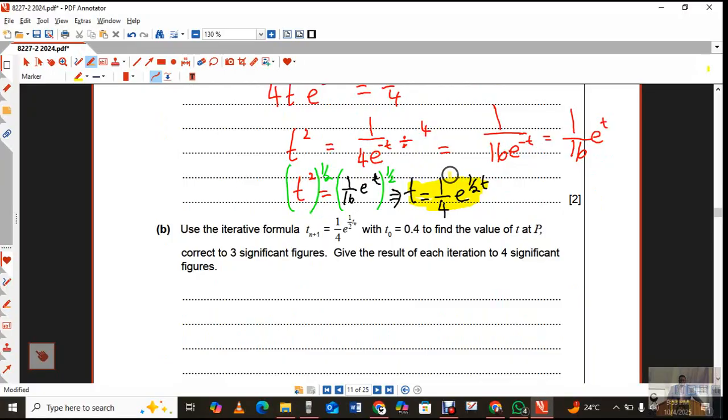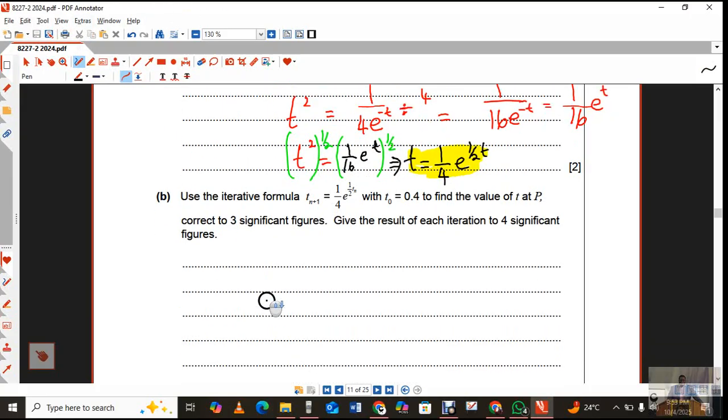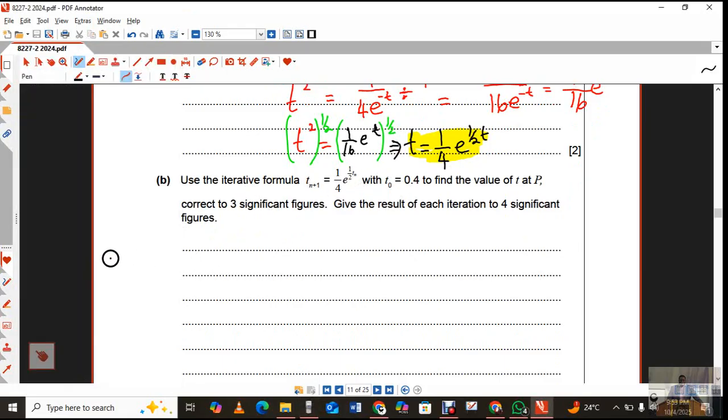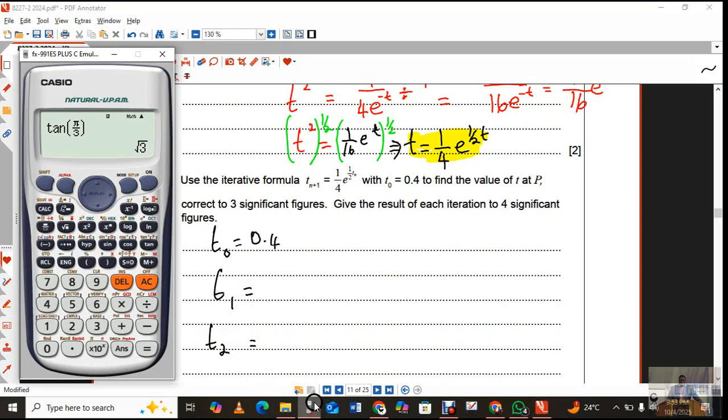Then they say use the iterative formula with t sub 0, starting obviously there, to find the value of t at P. Right, let's calculate the time, starting obviously from t sub 0. So just write down what I have. I have t sub 0 is equal to 0.4, and then I'll have this, and so on, and we'll see how far we go. Find the iterations. Nothing to worry about with the equation. So we just punch it in on our calculator.